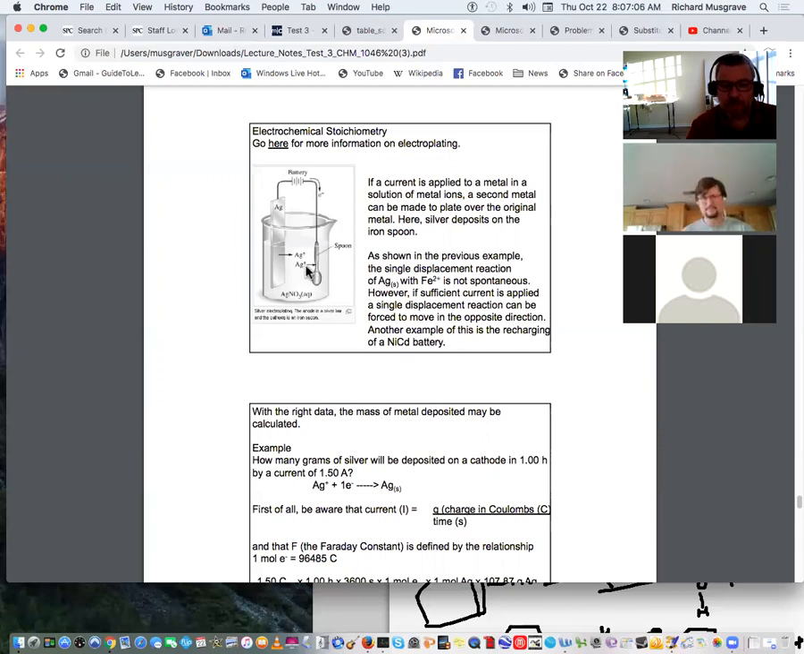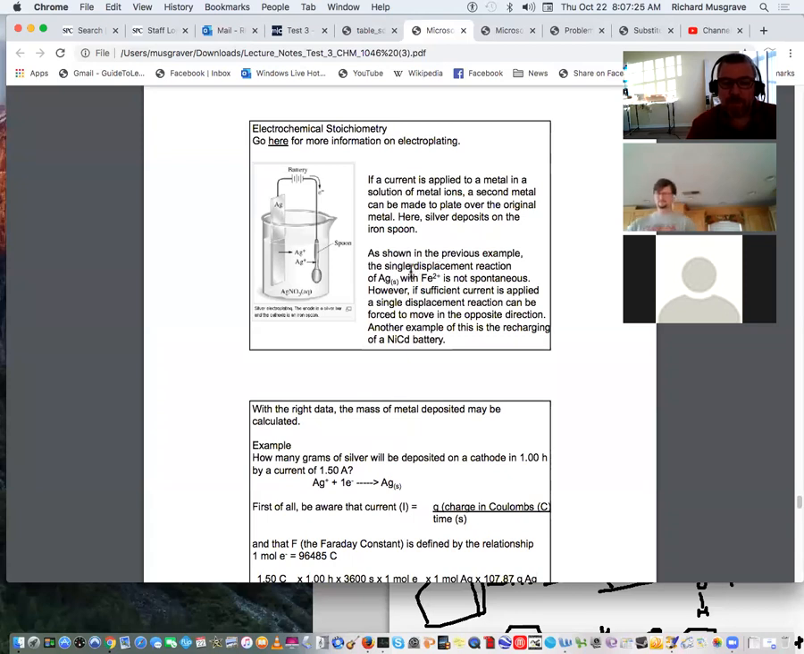This is the process of electroplating. Whenever an Ag plus leaves the solution and becomes silver, the silver bar turns into Ag plus. So the silver bar will end up dissolving a bit, and that silver will end up on the spoon. That's the basis of it.